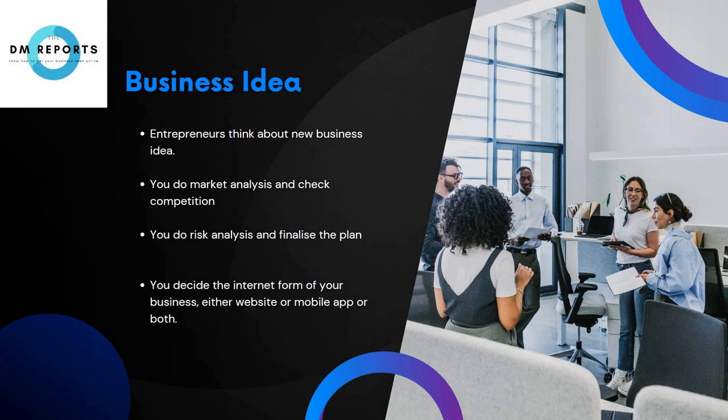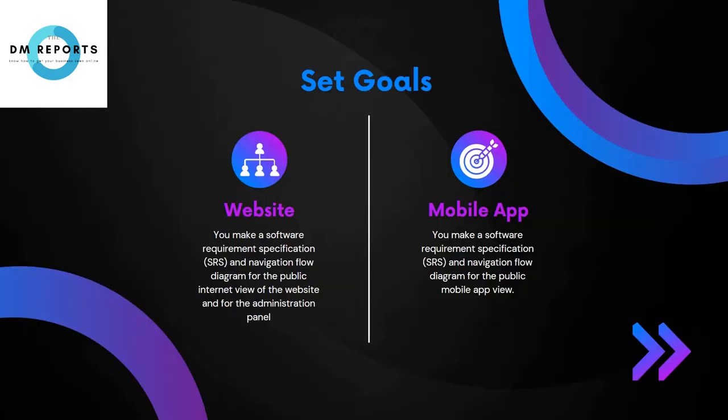You decide the internet form of your business, either website or mobile apps or both. You set goals for both website and mobile apps. What exactly do you do? You make a software requirement specification for both the website and mobile application. Also make the navigation flow diagram for the public interface as well as for the administration panel.